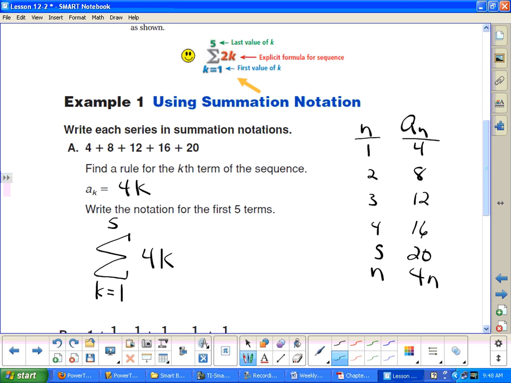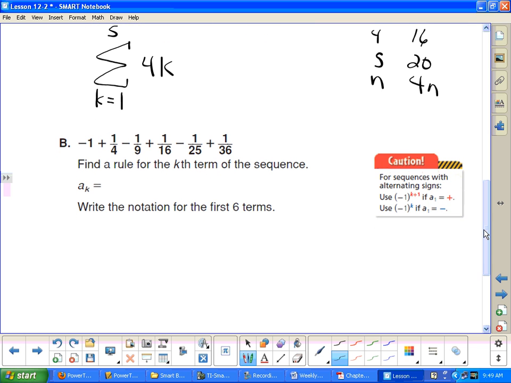And that would be my answer. Now, one of the things I want you to understand is it doesn't have to start at 1. You can start at 2, 3, 4, 5. It doesn't matter what number you start at. You can choose it. That would be totally up to you. And sometimes it's different. So let's look at another one.